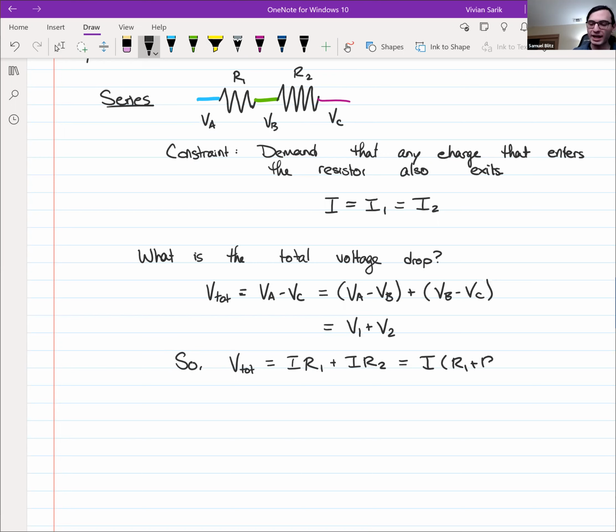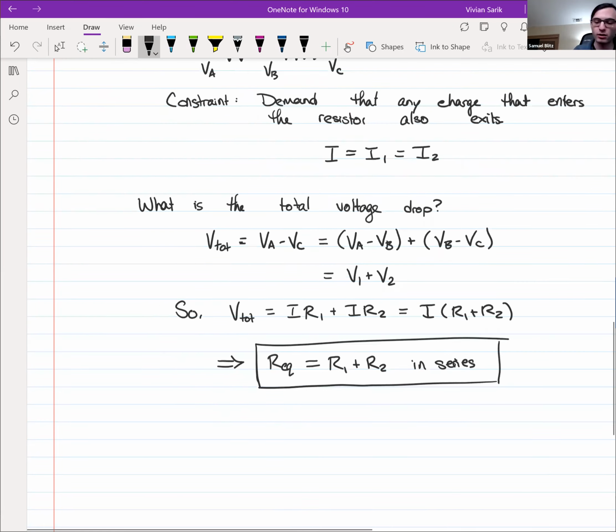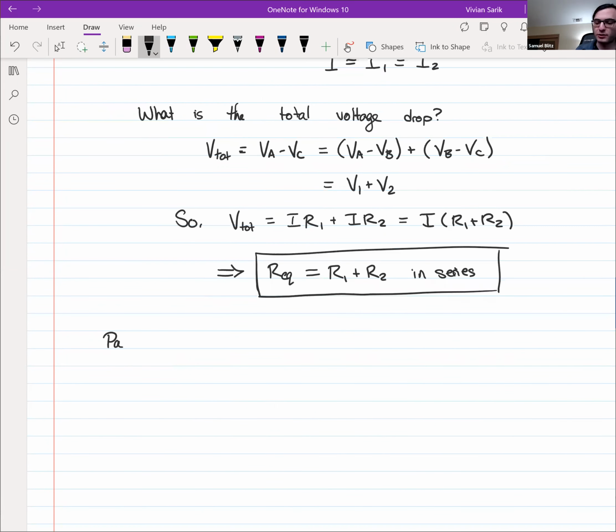And so what we end up with is an equivalent resistance, i.e. if you replaced these two resistors with one resistor, how would you get an equivalent effect? Well, the resistor you replace it with would have to have resistance equal to the sum of their resistances. So this is the equivalent resistance for two resistors in series. And we can do the same thing in parallel. So relatively, it's basically the same.